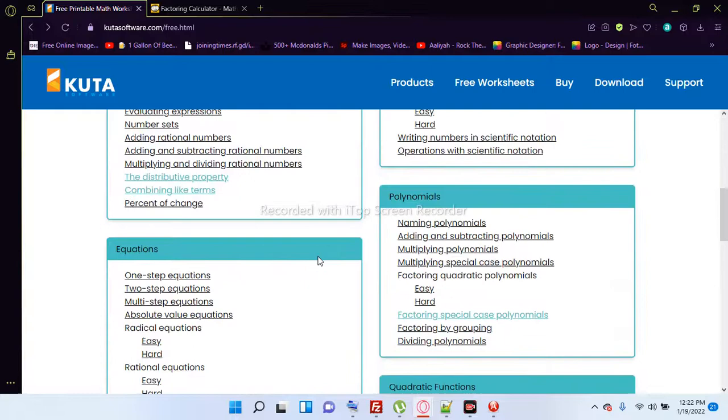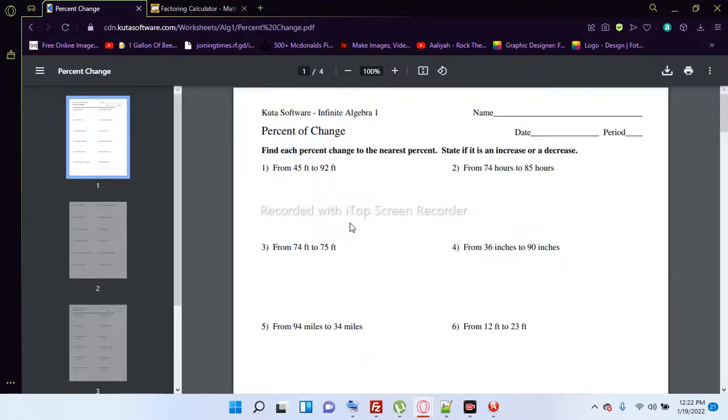Let's see, percent of change. Let's see if we do this. From 45 feet to 92 feet. State if there's an increase or decrease. 45 to 92, that's an increase. 74 hours to 85, that's an increase. 74 to 75, that's an increase. 36 inches to 90 inches, that's an increase. 94 miles to 34 miles, that's a decrease. Okay, that's pretty easy. You don't need that.